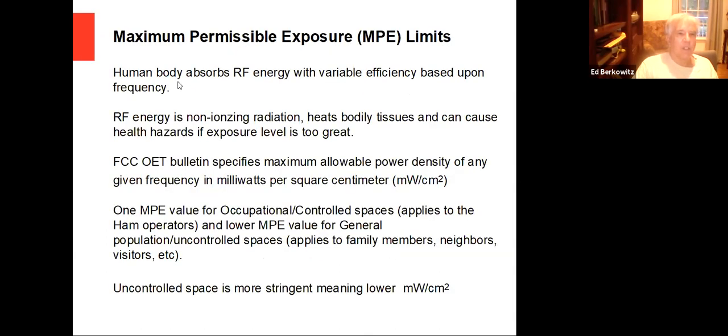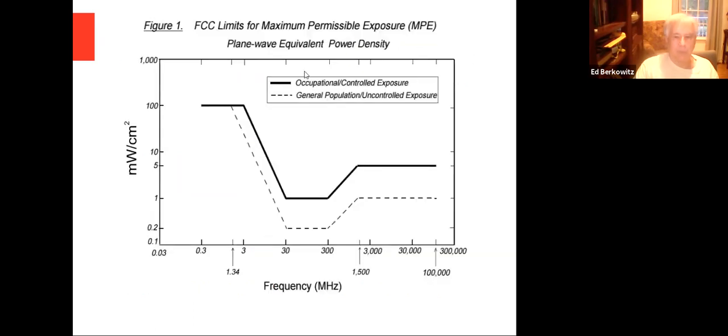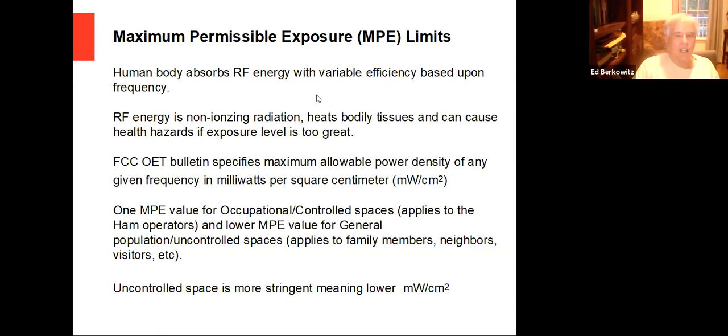Now, the human body absorbs RF energy with variable efficiency based upon frequency. RF energy is non-ionizing radiation, meaning it heats up the body tissues and can cause health hazards if the exposure level is too great. Oh, let me back up. It's not ionizing radiation such as you get from a CAT scan or an X-ray, but it's still potentially dangerous.